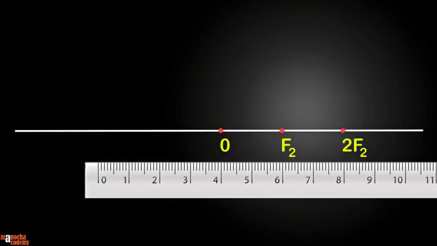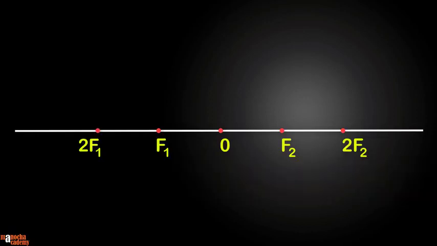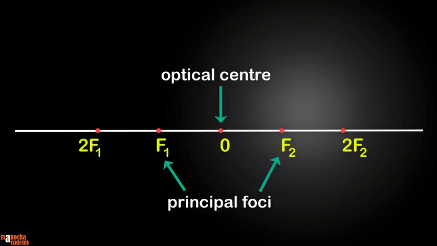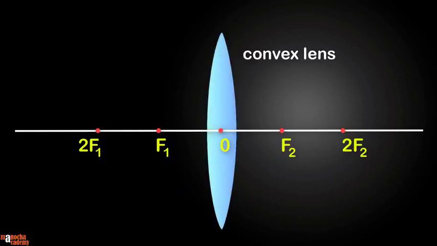Similarly, on the left side, mark F1 and 2F1 using the same distance. O is the optical center of the lens, and F1 and F2 are the 2 principal foci of the lens. Now draw the convex lens. You can roughly sketch the lens or use a compass to draw the 2 arcs of the convex lens. Make sure that the lens is thin. Don't draw a thick lens.